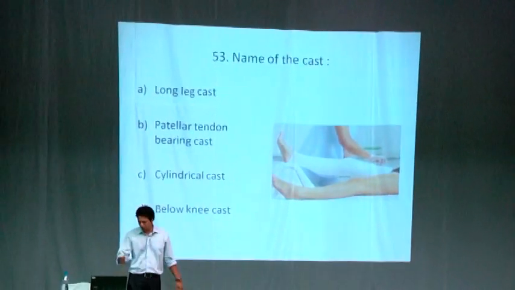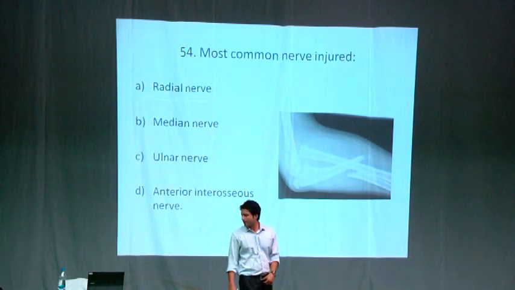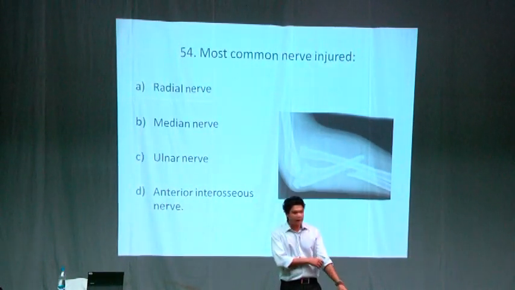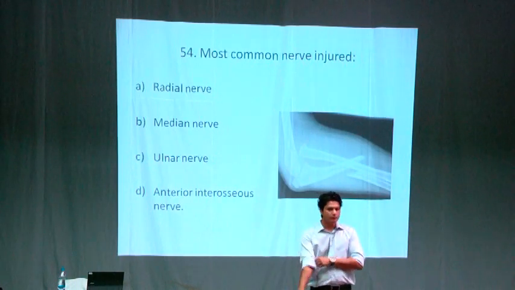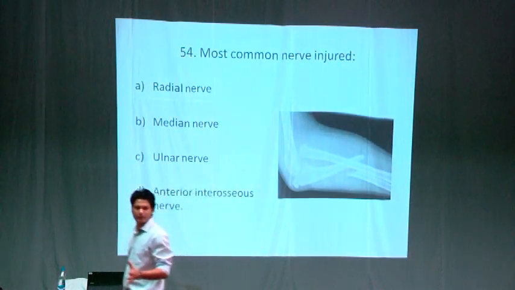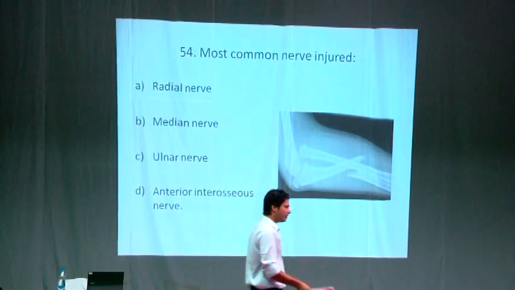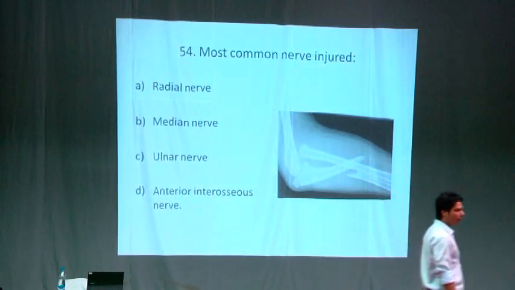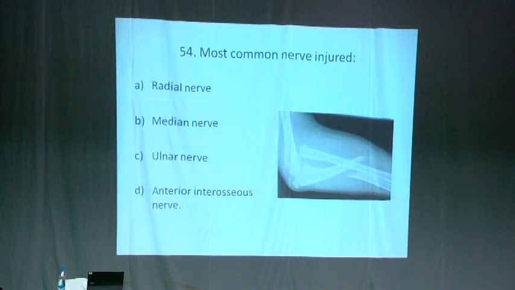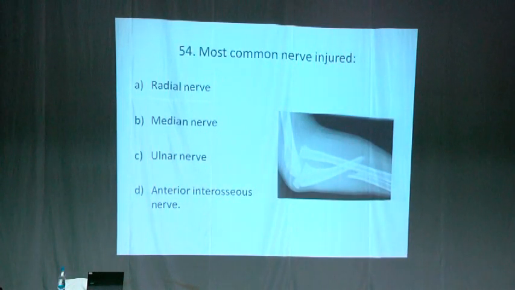Most common nerve injury. First of all, what is the name of the fracture and what is the type? Monteggia fracture dislocation. Monteggia fracture dislocation, a fracture of the proximal ulna with proximal radioulnar joint subluxation or dislocation. Is it not a Monteggia fracture dislocation? There is a clear-cut dislocation in the proximal radioulnar joint. It is a Monteggia fracture dislocation.